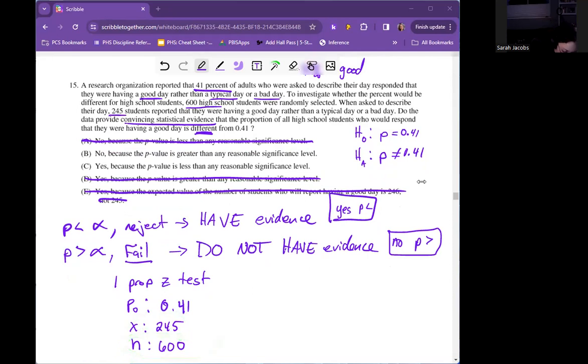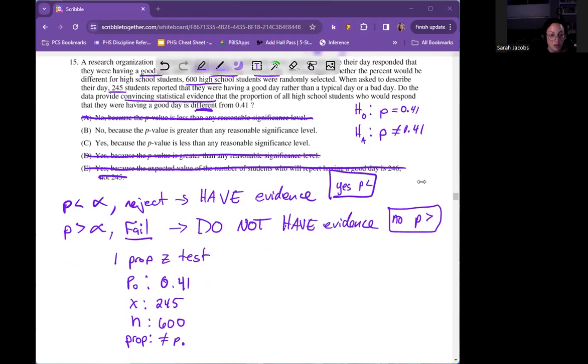So 0.41, X is 245, N is 600. And we're looking for the proportion to be not equal to P naught, right? It says different, so we're doing a two-tailed test. Here, let's pop that up here. Great, so then we'll go to calculate.